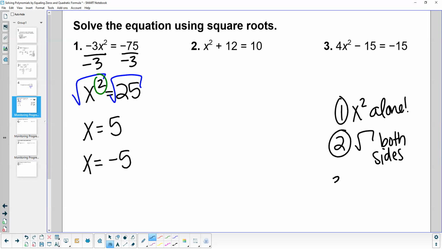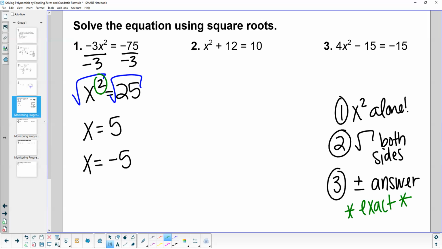So after you square root both sides, your third step is to make sure that you write the positive and negative version of the answer that you get from your calculator, right? So +5, -5. Now, when you're doing these, I want exact answers. So when it comes to exact answers, that means no decimals. You've got to write whole numbers here, right? You can write a fraction if you want to, but you've got to write these numbers that way.